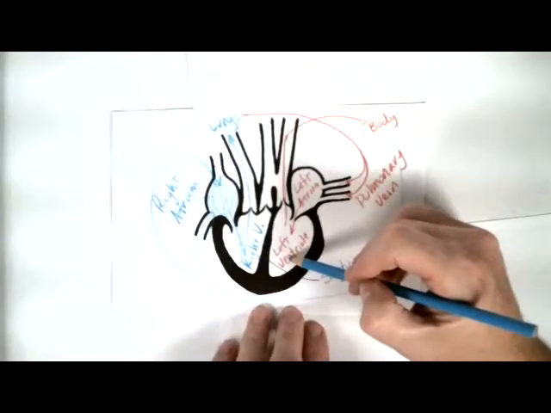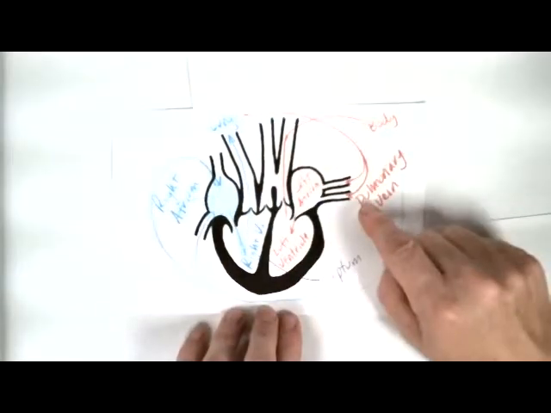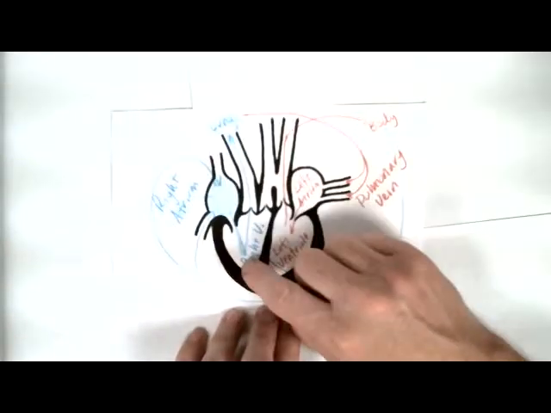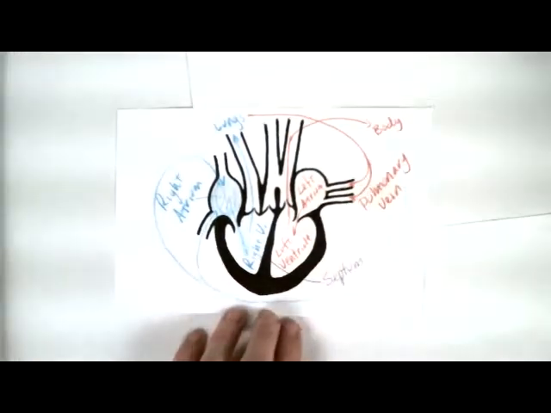We have 4 chambers. So we labeled this heart a dual circuit 4-chambered pump, or 4-chambered dual circuit pump, because we have 1 circuit through the pulmonary side and then back to the heart, 1 circuit through the somatic side, the body side, and then back to the heart.